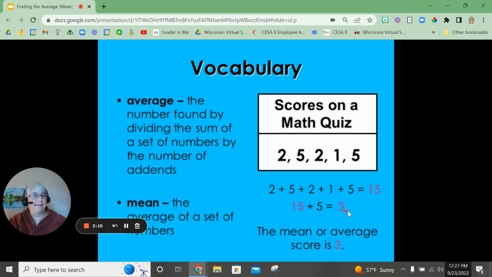For your data set, you're going to do exactly the same thing. You're going to show your work like they did right here and add the numbers together from the data set, get your total. Take your total divided by the number of addends, or the number of digits, the amount of numbers in your data set, to come up with your average or your mean.